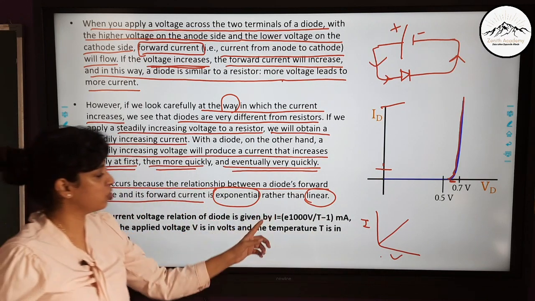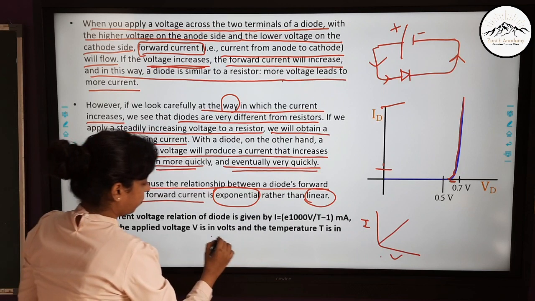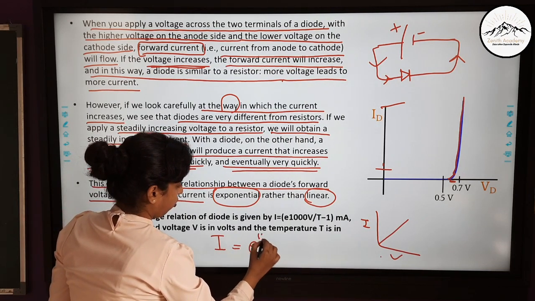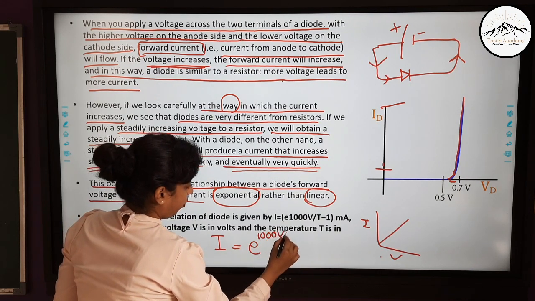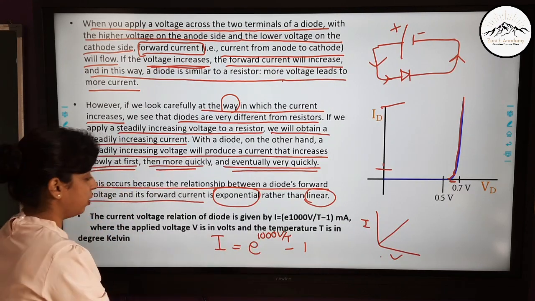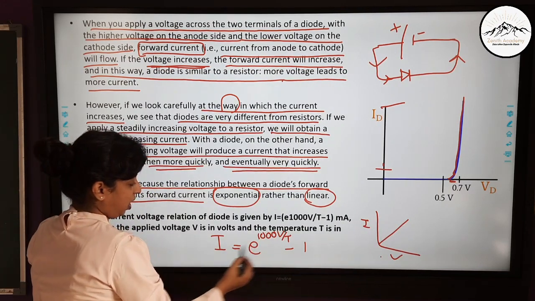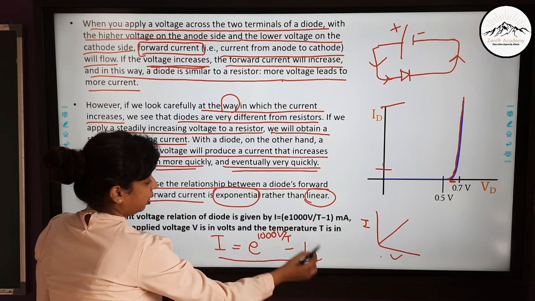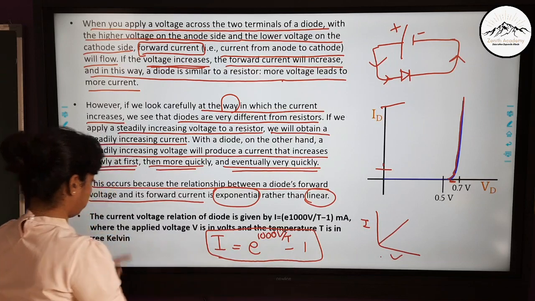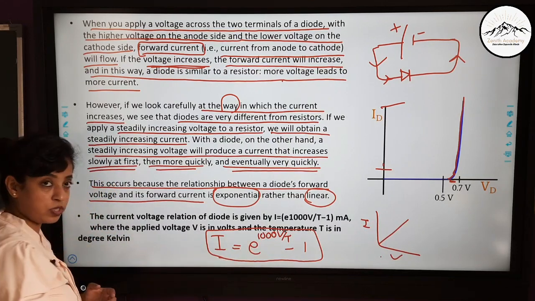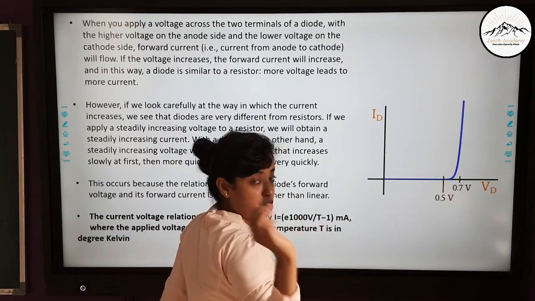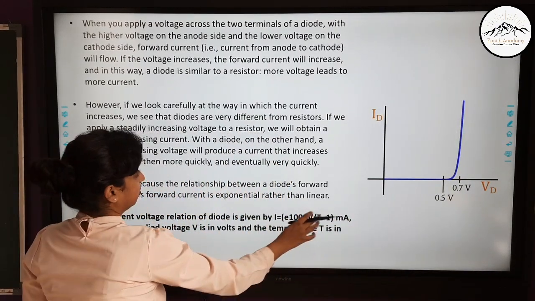Now this relation is not in your portion, but still I am telling you that the current is equal to e raised to the power 1000 V upon T, minus 1. This relationship is not required, but just to show that V and I have an exponential relationship, I have given it here, where T is the temperature in Kelvin and V is the voltage in volts. So you should remember here that the relationship is exponential rather than linear.